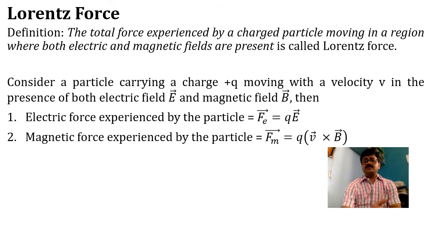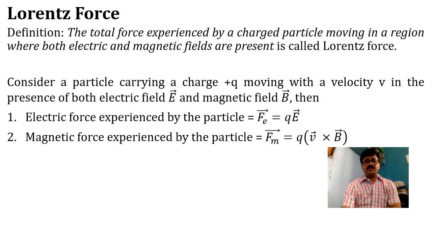This we have already seen in my first session on this chapter, so I'm not stressing much upon this formula. We know that magnetic force is given by QVB sine theta, or in vector form, Q into vector V cross vector B. So that force formula I'm writing here.